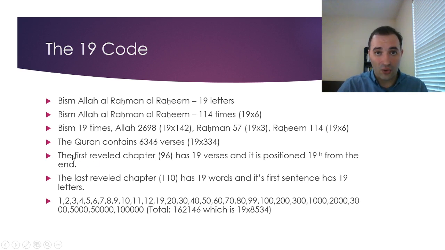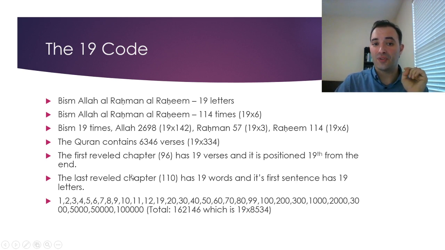According to the chronological order of the composition of the Quran, the first chapter that has been revealed supposedly to Muhammad, which is chapter number 96, has 19 verses, and it's positioned 19th from the end. The last revealed chapter in the chronological order, chapter 110, has a total of 19 words, and its first sentence has 19 letters.